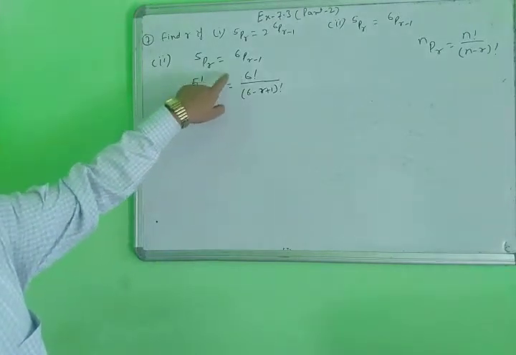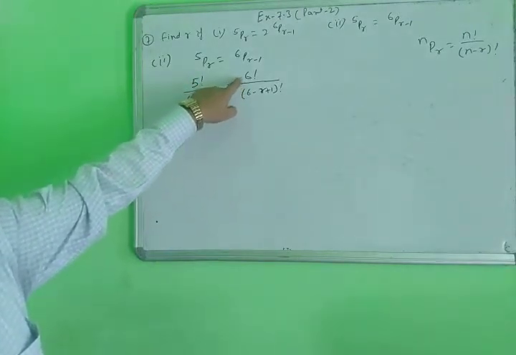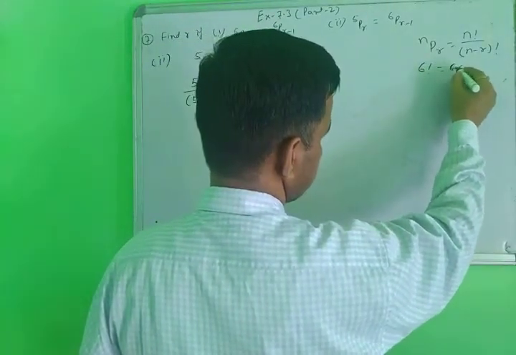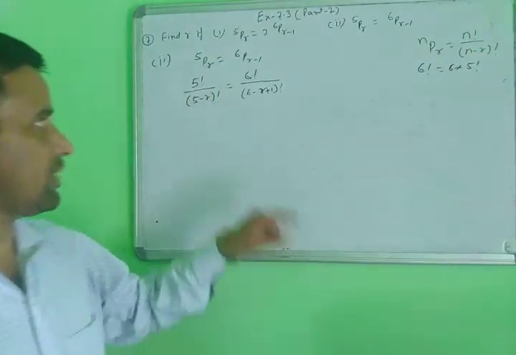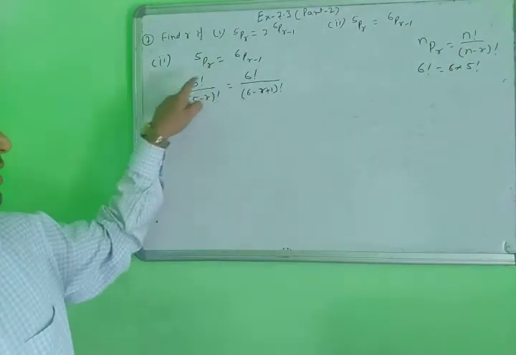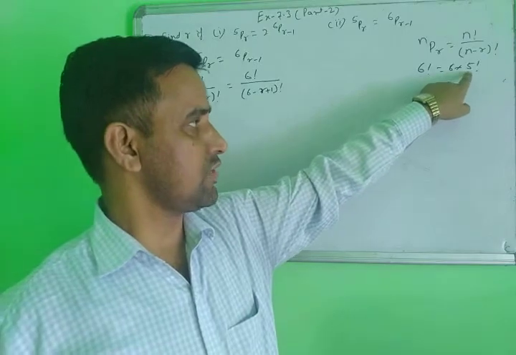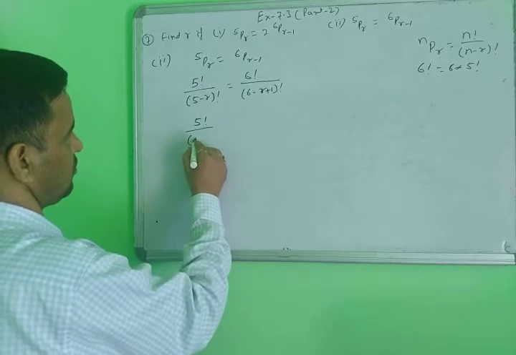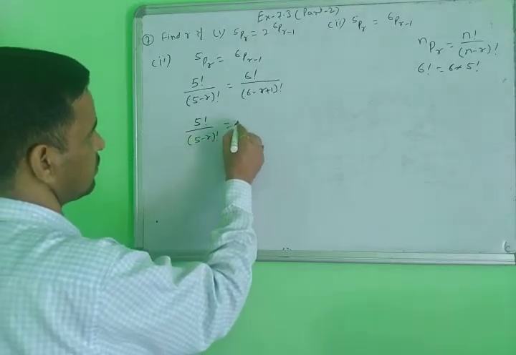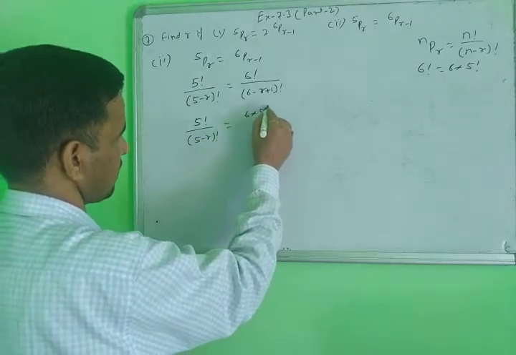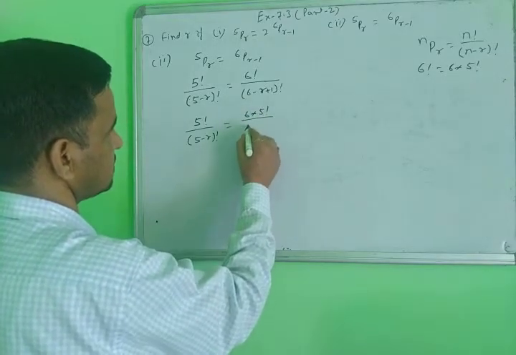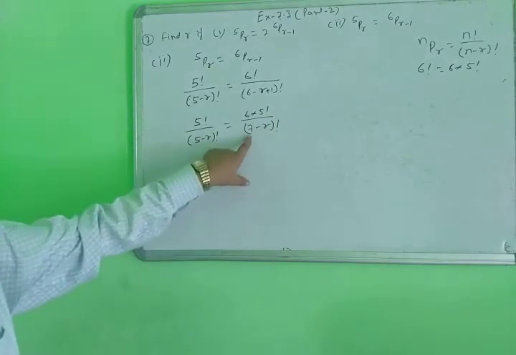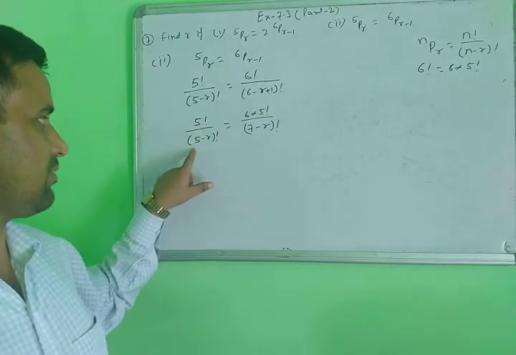First you have factorial 6 here and factorial 5. First you can make it into a like form here. So factorial 6 you will break down into 6 times factorial 5. How to make it like form here? In the numerator you will break down factorial 6 into 6 times factorial 5. Then factorial 5 upon 5 minus r factorial equal to 6 times factorial 5 upon 7 minus r factorial.